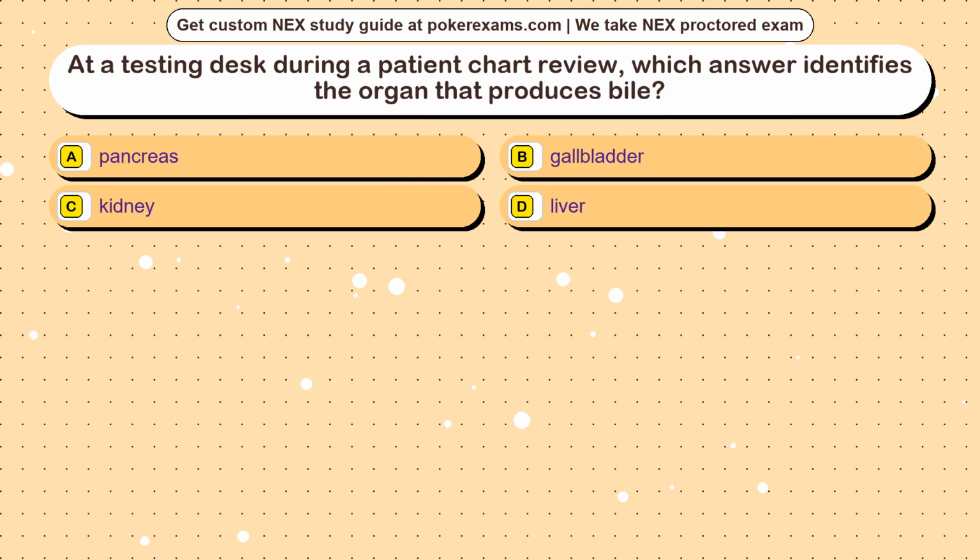Question 23. At a testing desk during a patient chart review, which answer identifies the organ that produces bile? Option A, pancreas. Option B, gallbladder. Option C, kidney. Option D, liver.